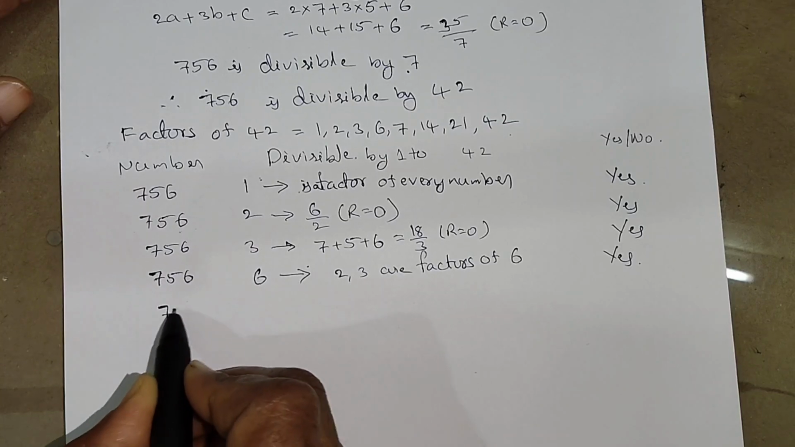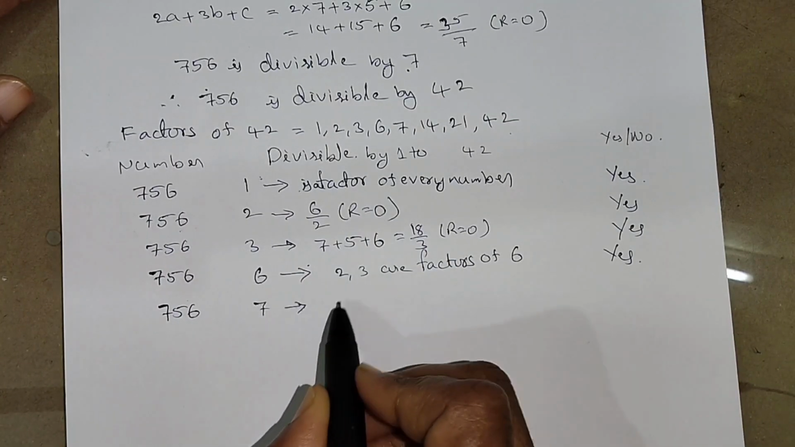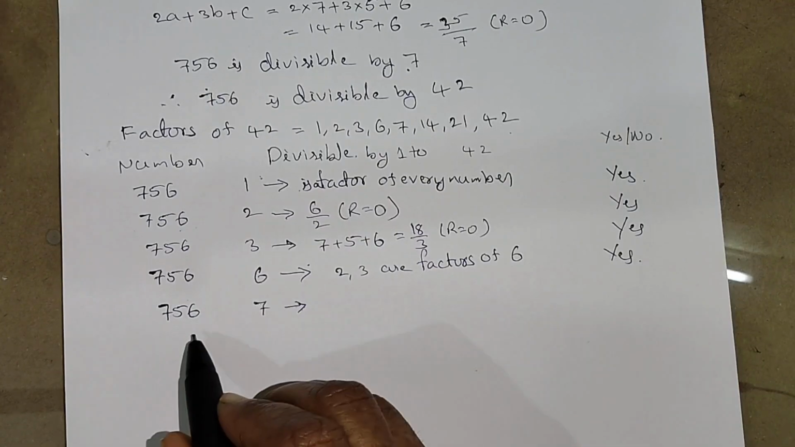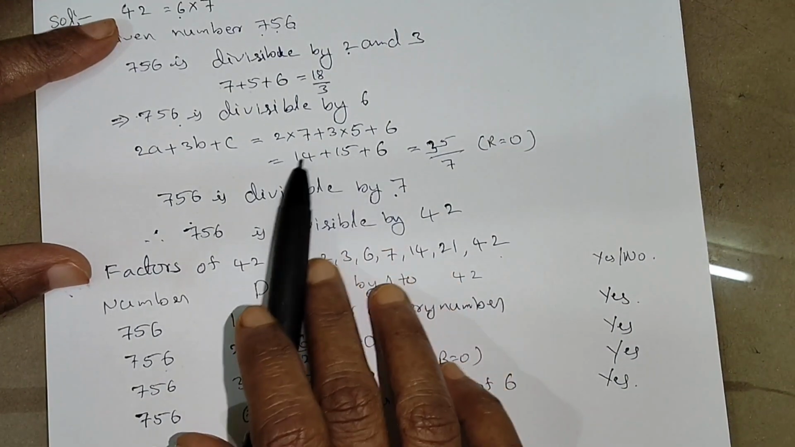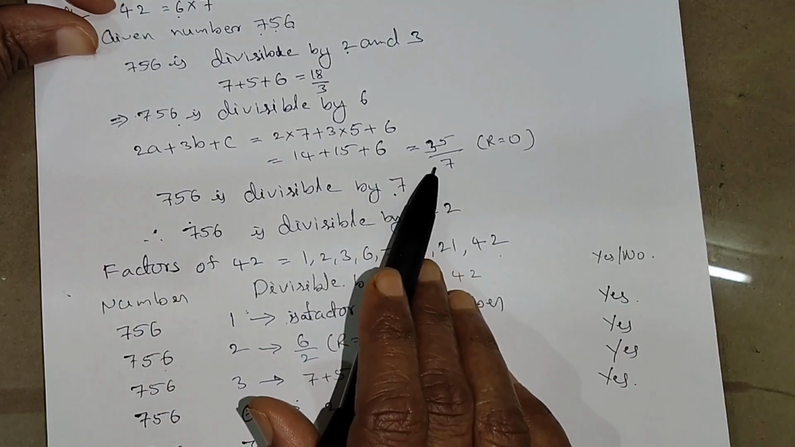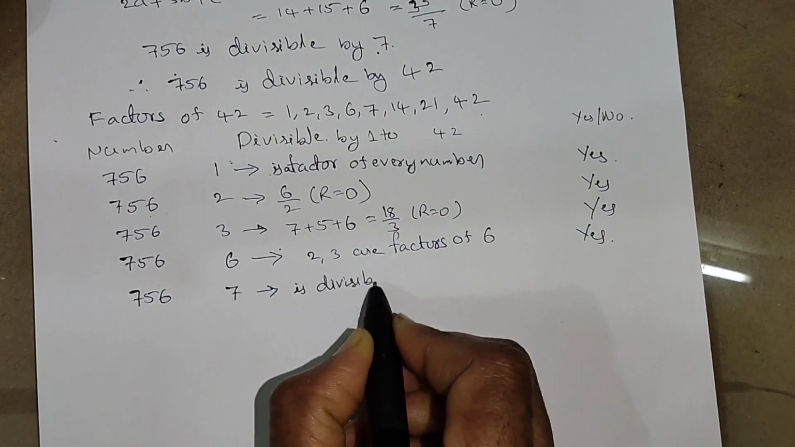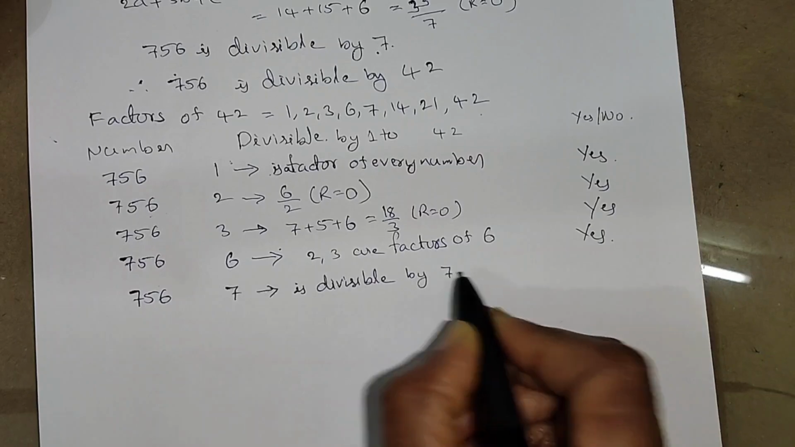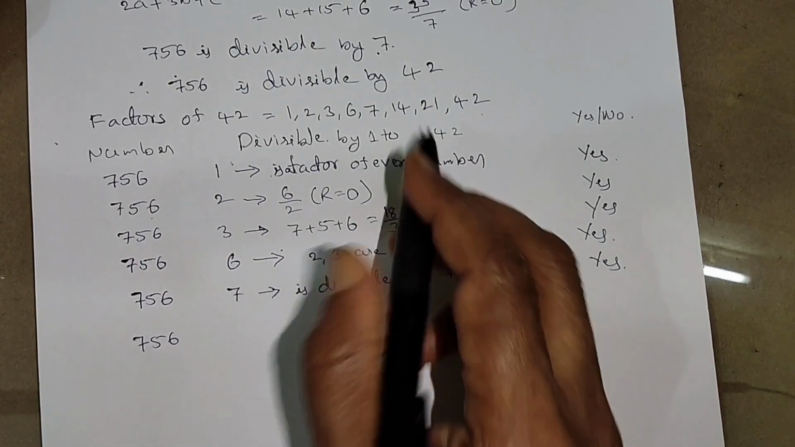Next 756. Next, the 7 table. We check the 7 table. Here it is a 3-digit number, and we already found this one: 2a plus 3b plus c equals 35, and 35 by 7 is divisible. This number is divisible by 7. Already we wrote divisible by 7. Yes. Next 756, next number is 14.